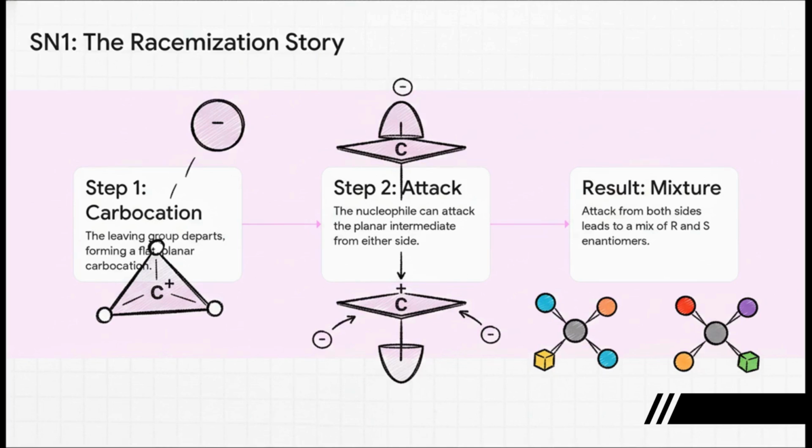Now this is the most crucial part. That carbocation is flat. It's planar. Think of it like a pancake. Because it's flat, the incoming nucleophile can now attack from the top or from the bottom with an equal 50-50 chance.